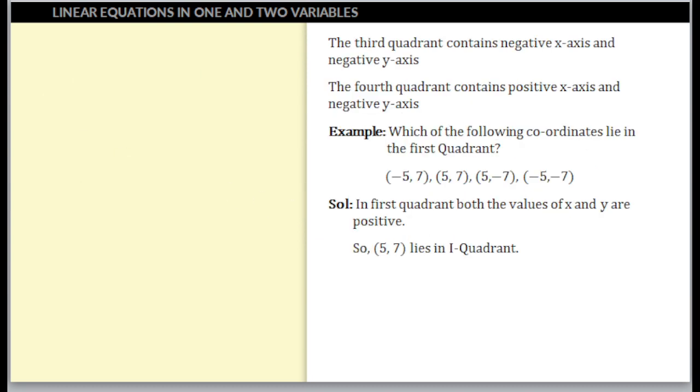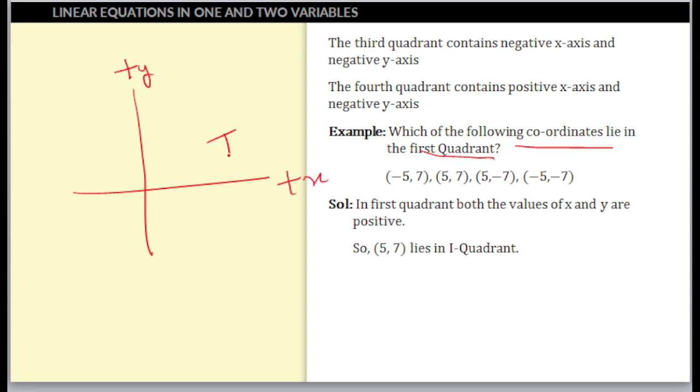Now there is a question: which of the following coordinates lie in the first quadrant? We know in the first quadrant this is the positive x-axis, this is the positive y-axis, and both x and y are positive. So among all these values, this one will lie in the first quadrant, since both coordinates, the x value and the y value, are positive.